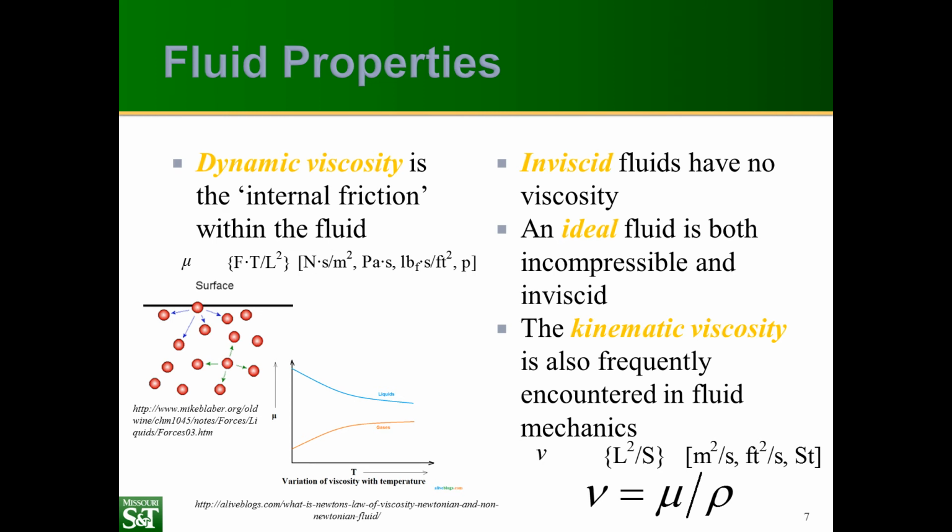An ideal fluid, then, is one that's both incompressible and inviscid. It's ideal because it's easy to analyze, right? It has ideal behavior. The kinematic viscosity is also frequently encountered in fluid mechanics. It measures how rapidly momentum diffuses through a substance. And we'll talk more about that later.